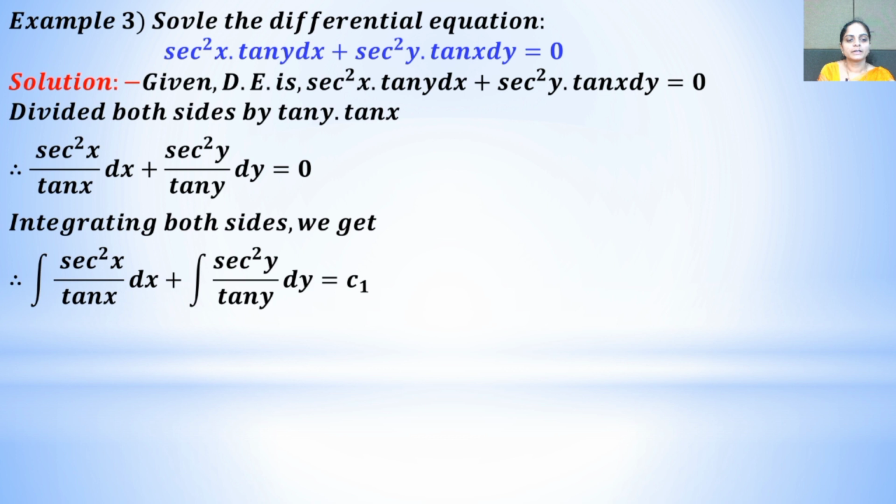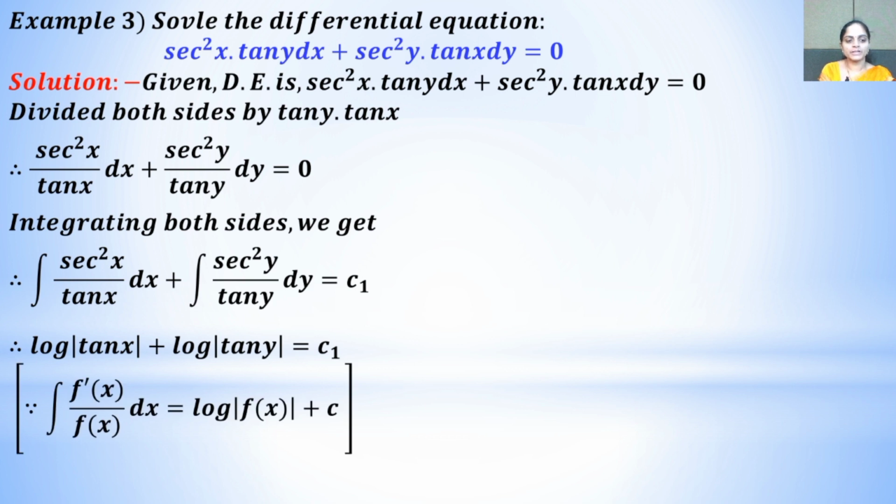We know that derivative of tan x is sec square x and derivative of tan y is sec square y. So, we use here the formula of integration f dash of x divided by f of x dx is equal to log of mod of f of x. Therefore, log of mod of tan x plus log of mod of tan y is equal to c1.